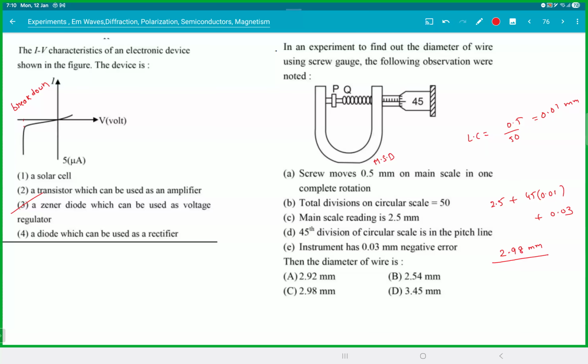Suppose it is not the negative error value, and it is what we are thinking, then it would have been 2.5, 45.001. Then it is not 0.03. This should have been 0.47. Then this would be 2.98 and 0.47. That would have been 3.45. And that option is there. So it is 3.45 actually. The instrument has a 0.03 mm negative error.